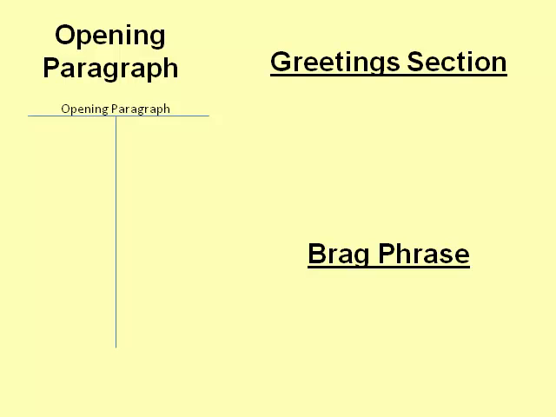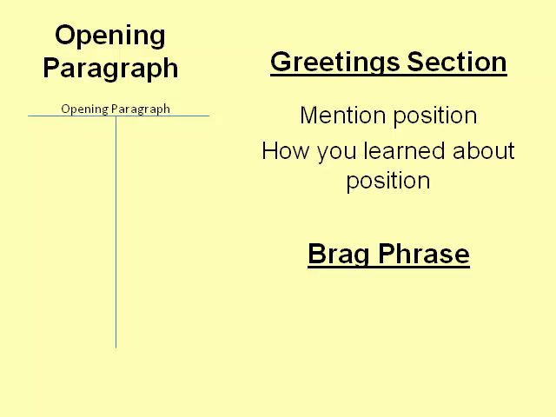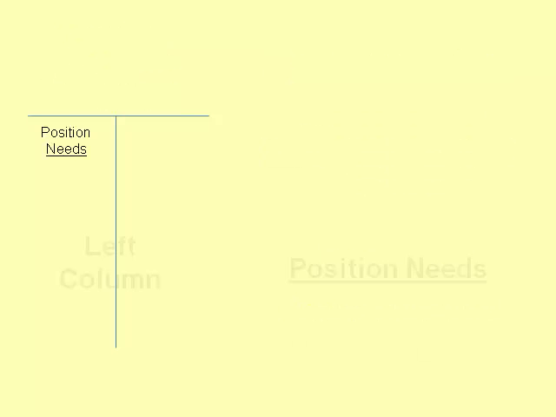For the greetings section, start the T cover letter as you would a paragraph cover letter. You will include a short sentence where you mention the position name for which you are applying, the company, and how you found out about the position. This paragraph will then move to the brag phrase, a transition statement shifting the employer from your greeting section to the lower T section. The brag phrase engages the employer to continue reviewing your cover letter.